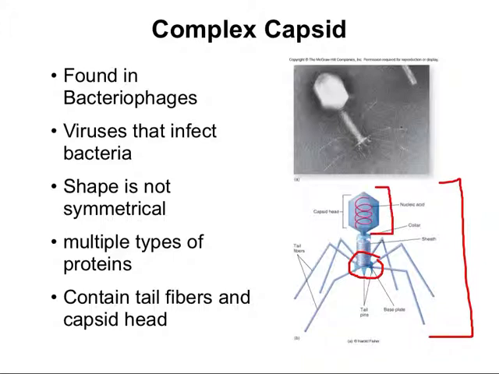I think these look much like little moon landers. And they do that. They're little moon landers. They come along, they land on the cell, they squat down and puncture with the tail pins and inject the nucleic acids that are in the capsid head.